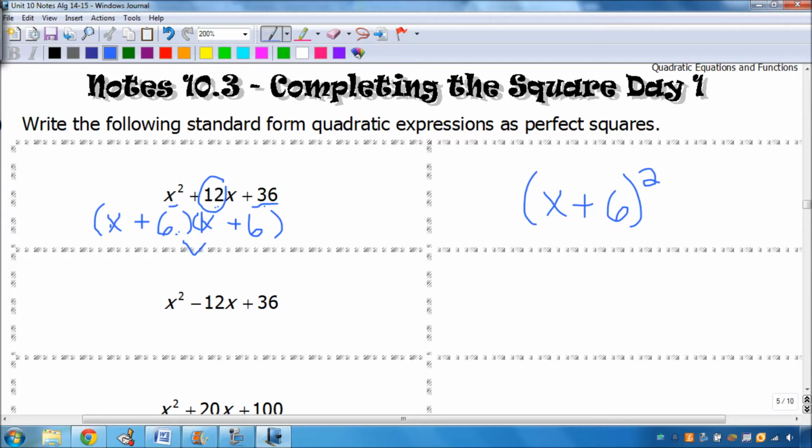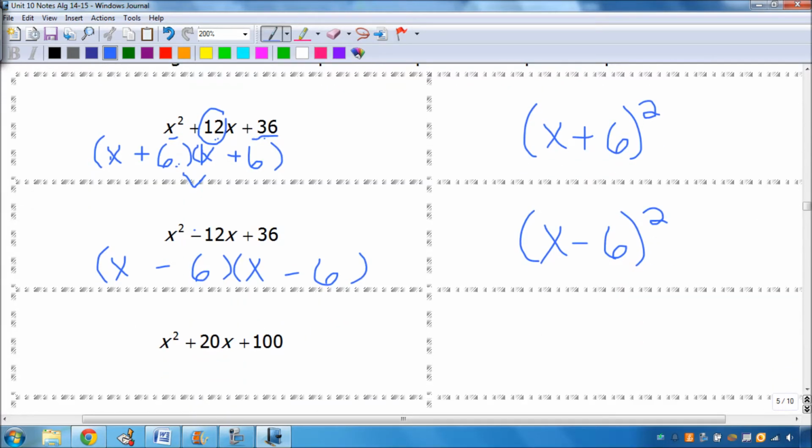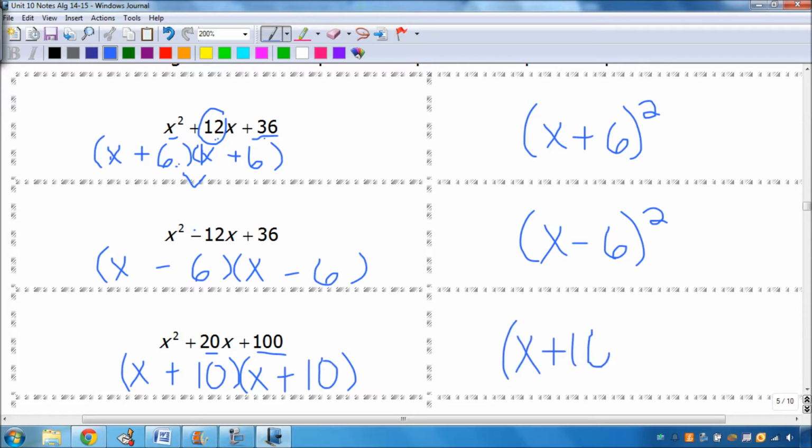Okay? And then in the next one, it's almost the same thing, except in order for it to multiply out to give us positive 36 but add up to give us negative 12, they both have to be negatives. So this would be x minus 6 quantity squared. Okay? All right, so now let's take a look at the next example. X squared plus 20x plus 100. So I would look for two numbers that multiply together to give me 100, but add up to give me 20, and those numbers are 10 and 10. Okay, so again, it's x plus 10 squared.